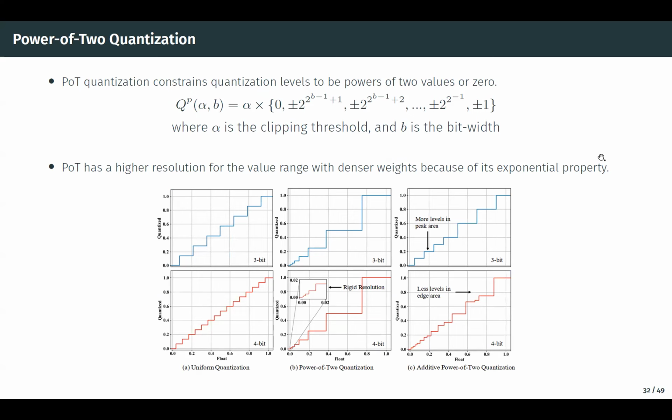The problem with this, of course, is that in this region there's a rigid resolution, where you have more resolution closer to 0 than those far from 0. So another technique was proposed, called additive powers of 2. We encode the values such that the powers of 2 are a sum of other powers of 2. Then we are able to distribute this resolution a little bit further to encode this more precisely. So this is really a nice technique that was proposed.